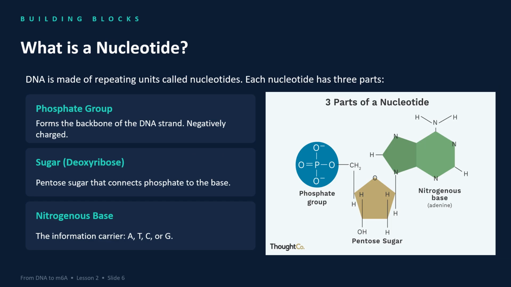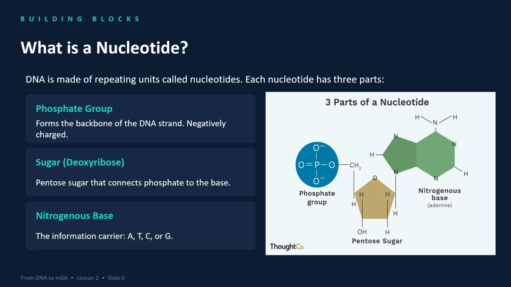So how is this code actually built? DNA is made from millions of tiny building blocks called nucleotides. Think of each nucleotide as a Lego piece. Each one has 3 parts. A phosphate group, which forms the backbone. A sugar molecule called deoxyribose. And one of the 4 bases, A, T, C, or G. Millions of these Lego pieces connect together to create one incredibly long DNA strand.